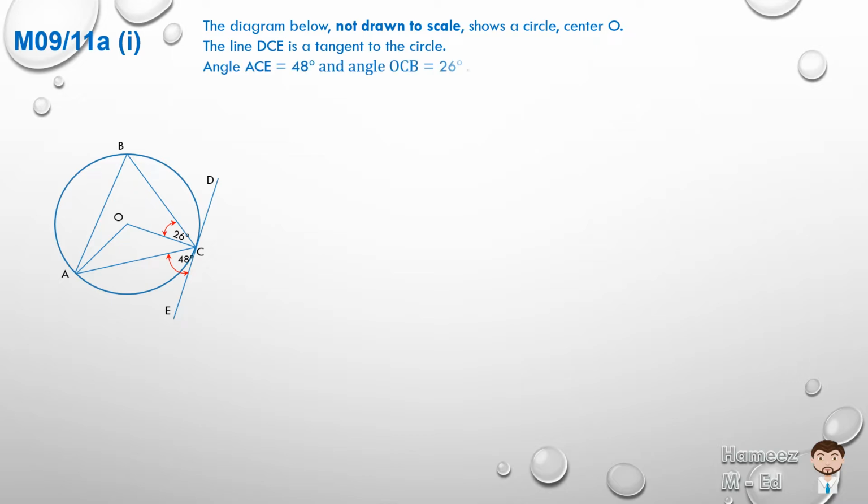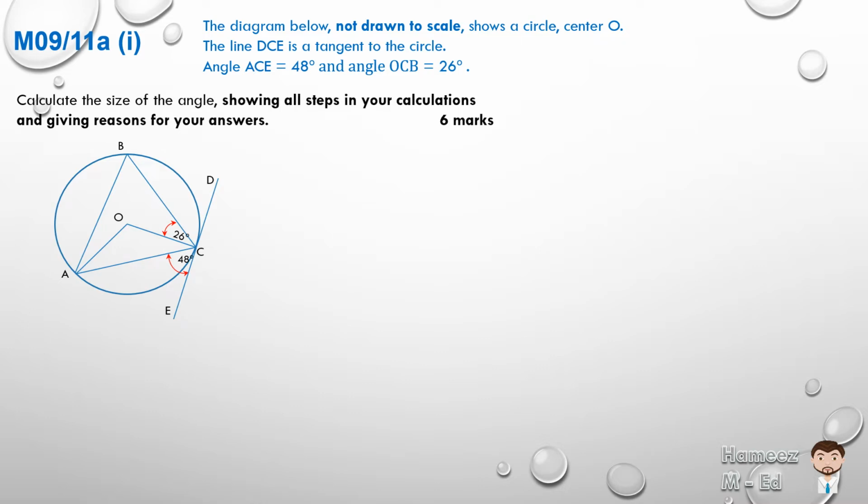Angle ACE, the angle from A to C, and then C to E, the angle between those 2 lines, is 48 degrees. And the angle OCB, from O to C, and then C to B, is equal to 26 degrees. And both of these angles are shown on the diagram. Calculate the size of the angle, showing all steps in your calculations and giving reasons for your answers. Now this question has 6 parts.